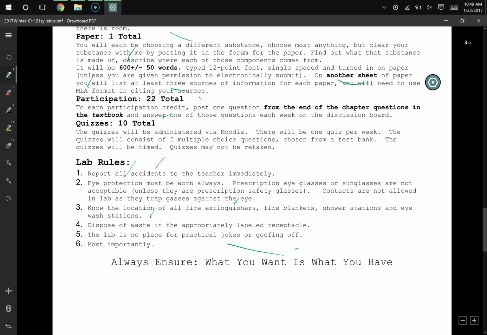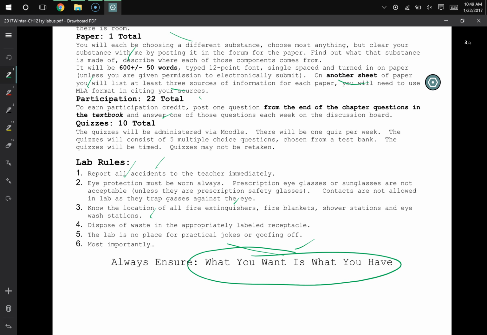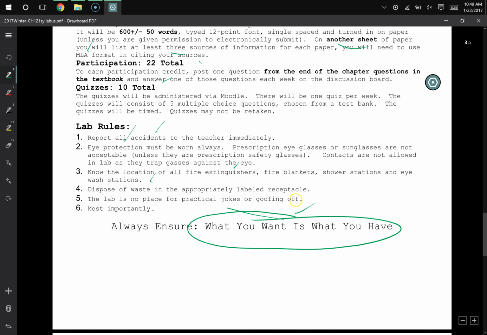No practical joking whatsoever in class. And this is the most important thing for this. Make sure what you have is what you want. What you want is what you have. You need to make sure that if you're dumping 2 things together, that you're dumping the correct 2 things together. Because if you make a mistake and dump 2 incorrect things together, that little test tube you have might just turn into a little test tube hand grenade.